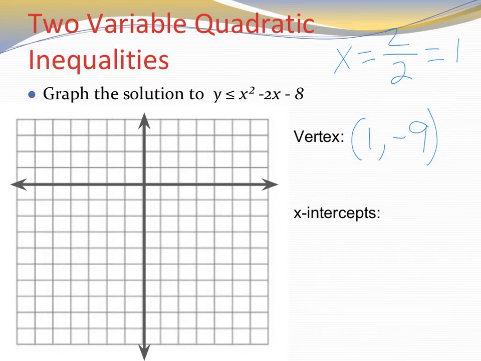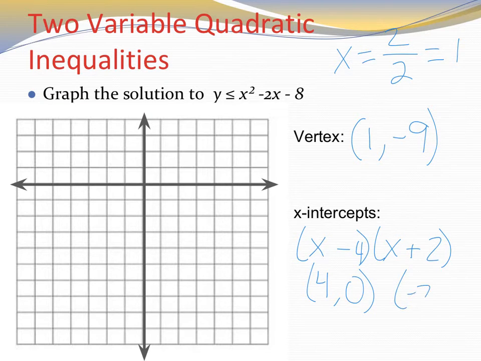Now my x-intercepts. Well, to get my x-intercepts, I can do some factoring. Let's do that. So AM method: multiplies to negative 8 and adds to negative 2. Well, x and x multiplies to negative 8, adds to negative 2. How about negative 4 and positive 2? So that means my x-intercepts are at 4, 0, because I solved that one, and negative 2, 0, after solving this one.